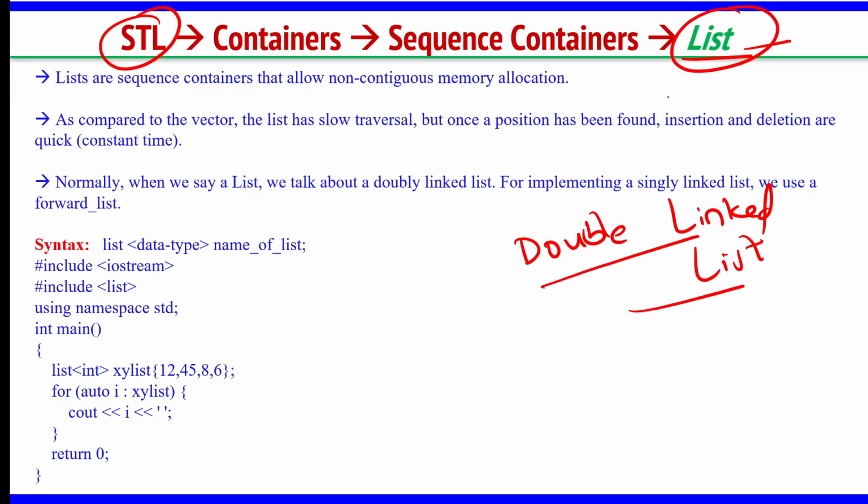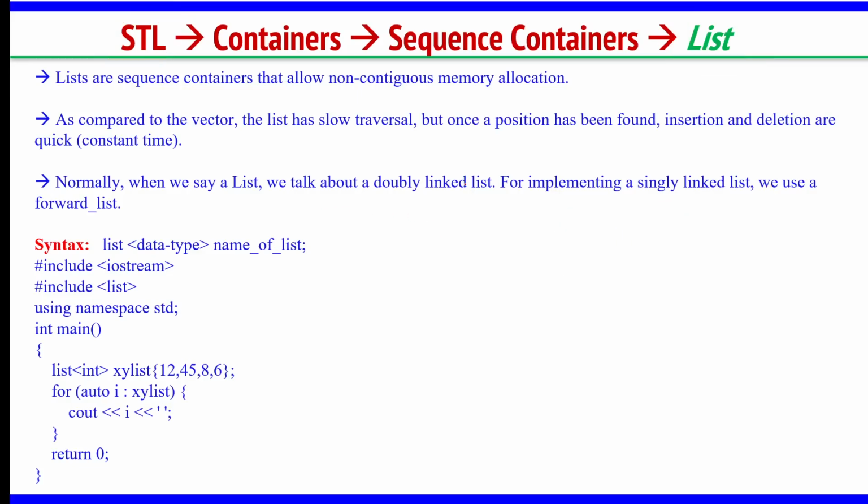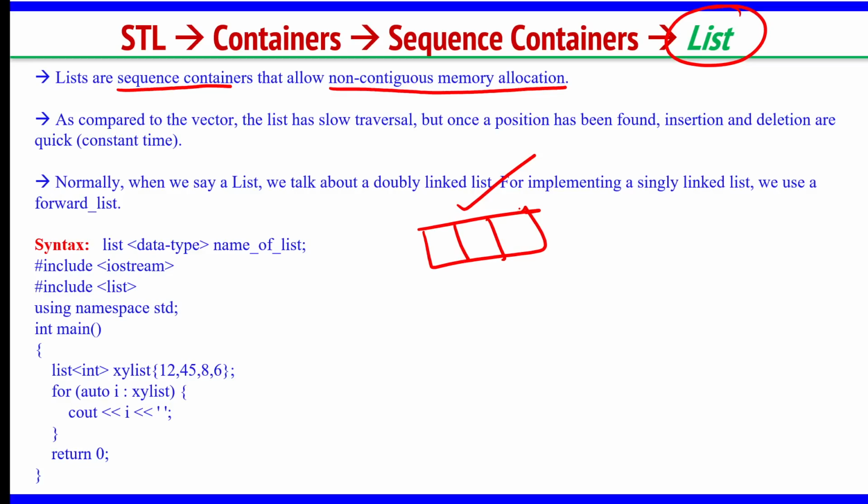So, this list here means double linked list, right. We already know about this double linked list, what is its use, how we can do operations front and back, at any given location, inserting, deleting elements in the list. Lists are sequence containers that allow non-contiguous memory allocations, same like our linked list. Each node in that double linked list can be allotted at a different location, need not be continuous. Same is true for this list STL also.